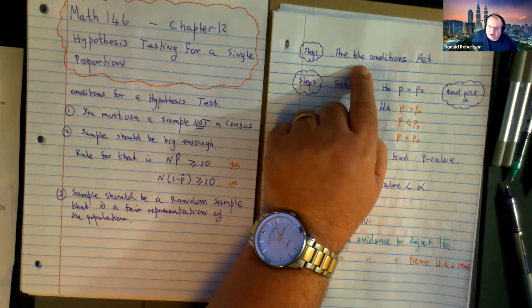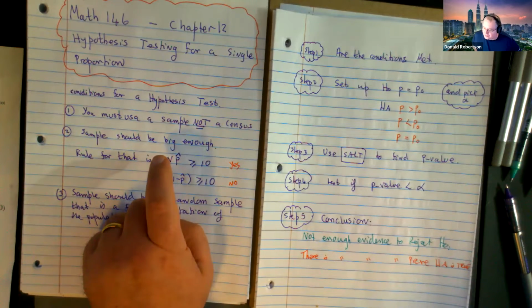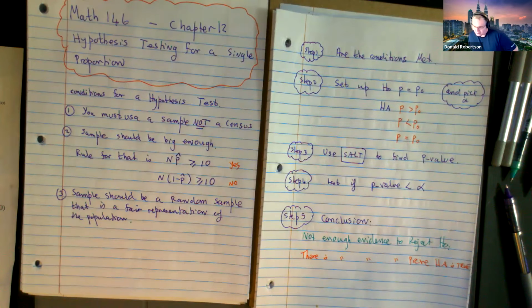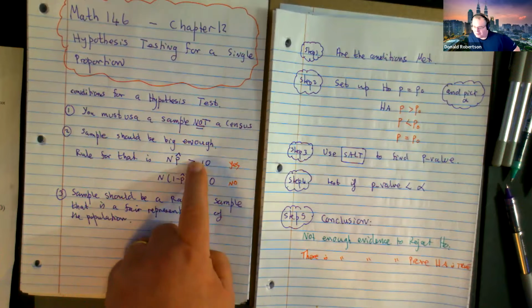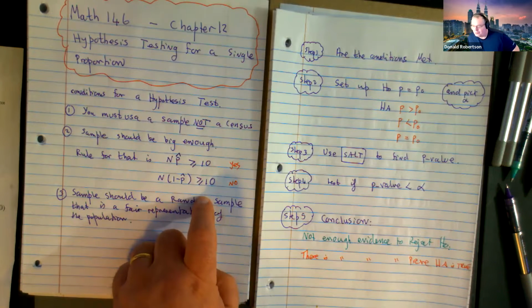Step 1: are the conditions met? In other words, should you be doing a hypothesis test right away? Can you imagine somebody says, we got a sample of 8 people and 5 of them were in favor and 3 of them were against. Let's do a hypothesis test. You should say, no, not big enough. 5 people isn't enough yeses, and 3 people is not enough no's.